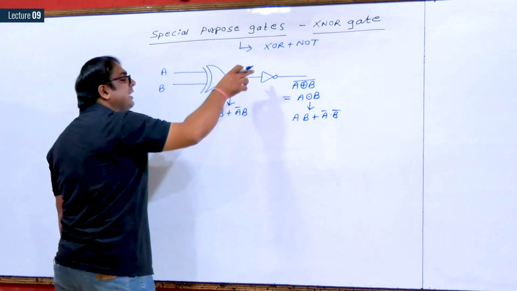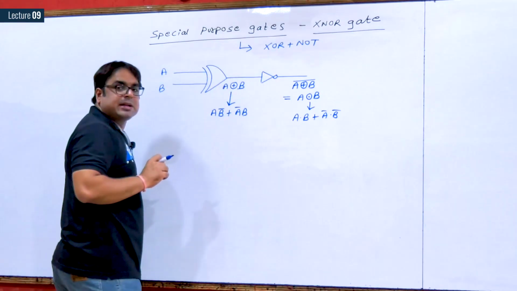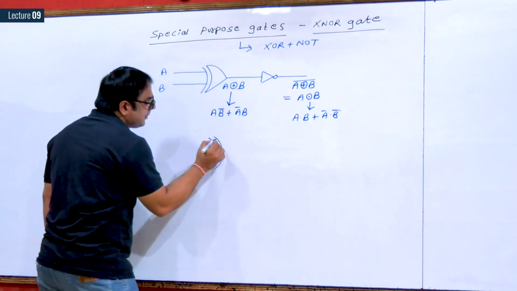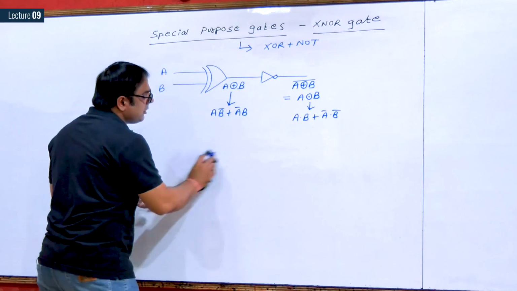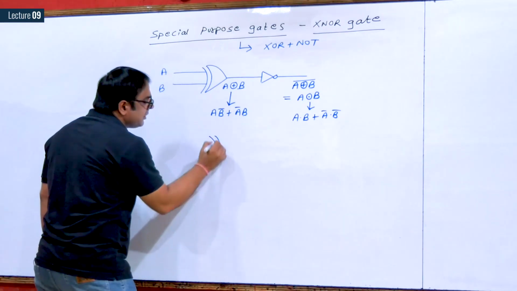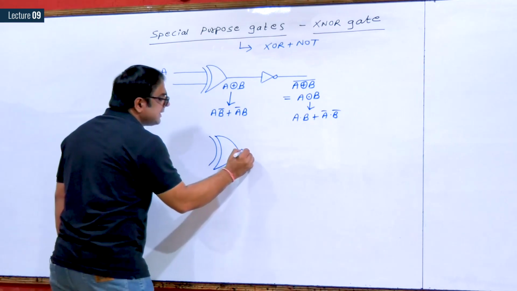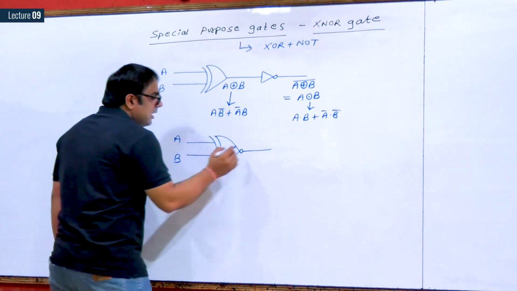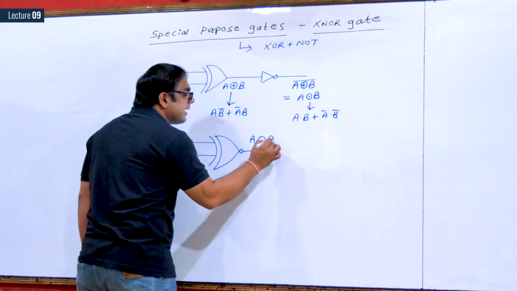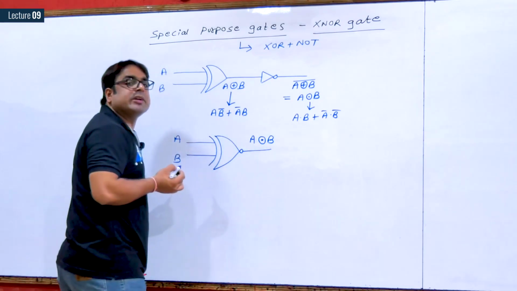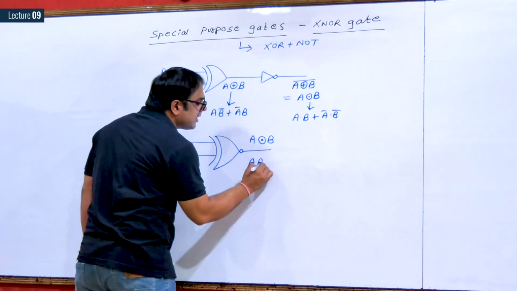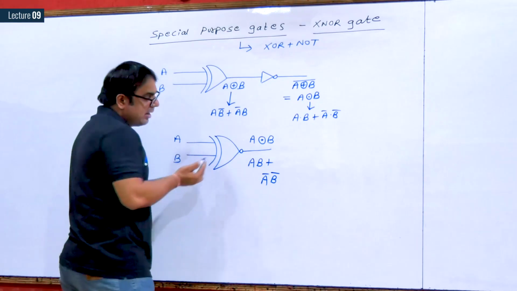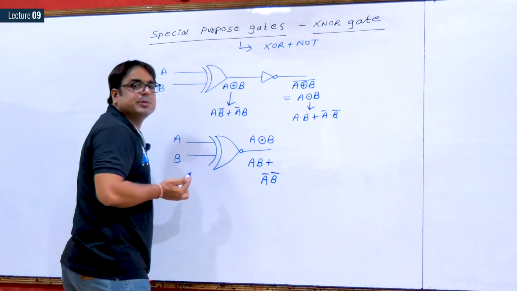So finally, if there is a NOT gate at the output of any gate, it can be simply replaced with a bubble. So the logic symbol for the XNOR gate will be this one. Inputs are A and B. The notation is a dot inside a circle, and the expression is AB plus A complement B complement.